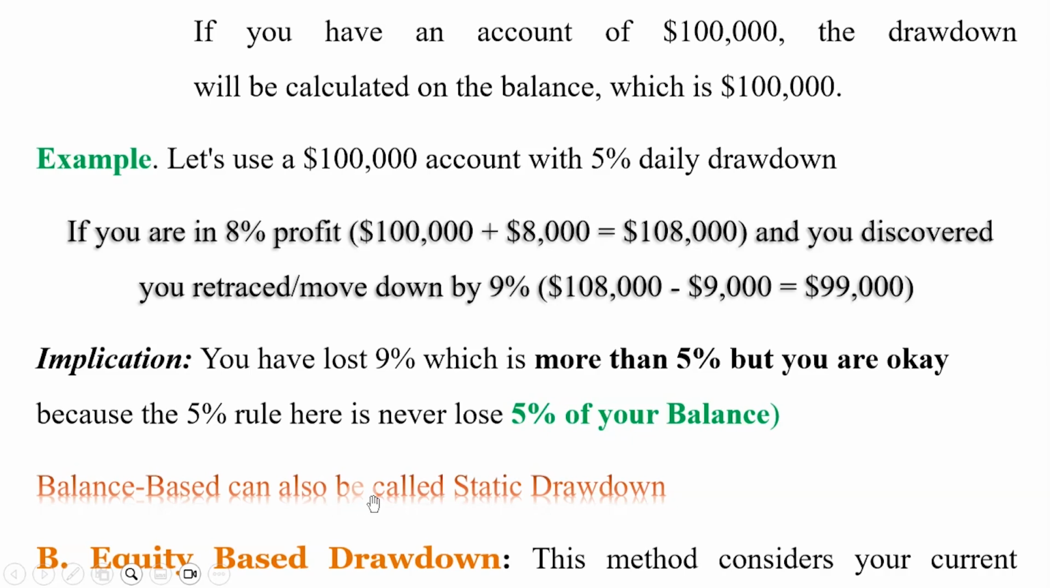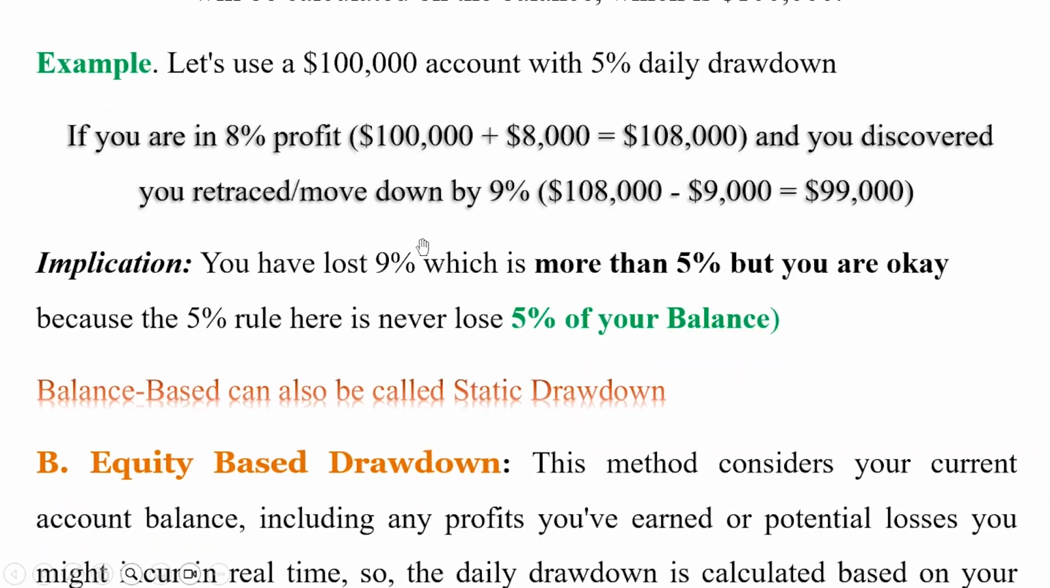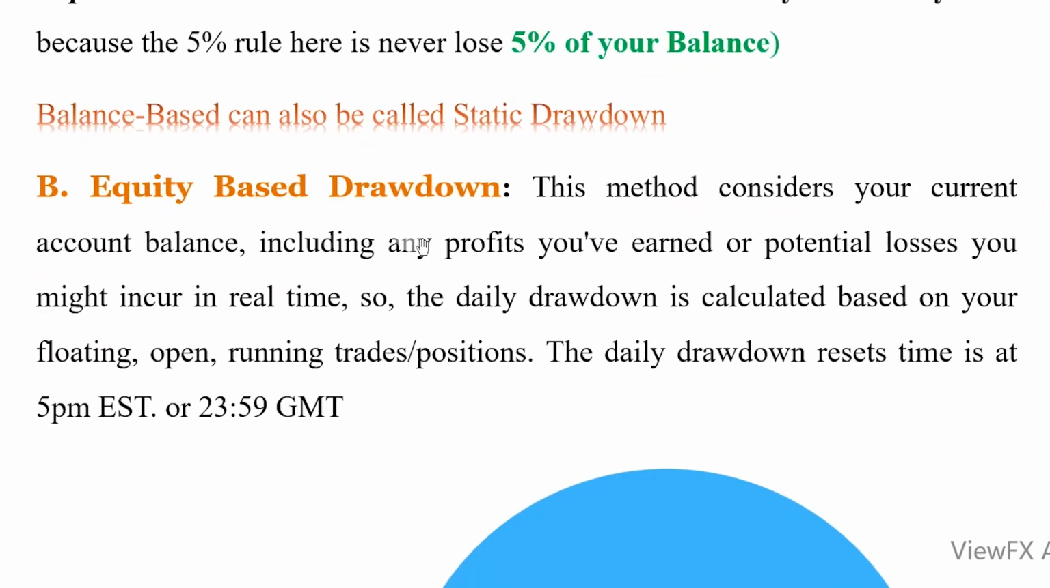Now balance based can also be called static drawdown. It means the balance is static. It doesn't go up and down. It doesn't fluctuate. Now let's look at the equity based drawdown. This method considers your current account balance. It includes any profit you've earned or potential losses you might incur in real time. So the daily drawdown is calculated based on your floating or open or running positions or trades.